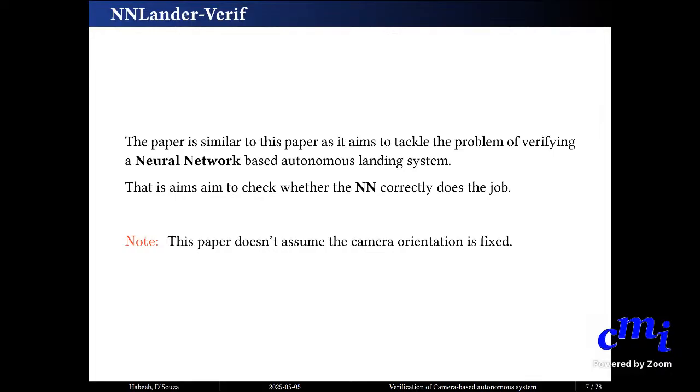There is one more paper which was mentioned in the paper list, the NN lander verification paper, which uses a similar technique as this paper, but in this paper we assume that the camera is fixed in the z axis, which implies that it cannot be rotated. But in that paper, the camera can be rotated, and we were checking mostly the correctness of the neural networks.